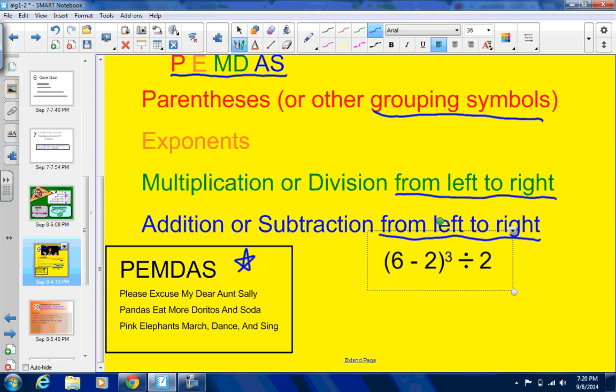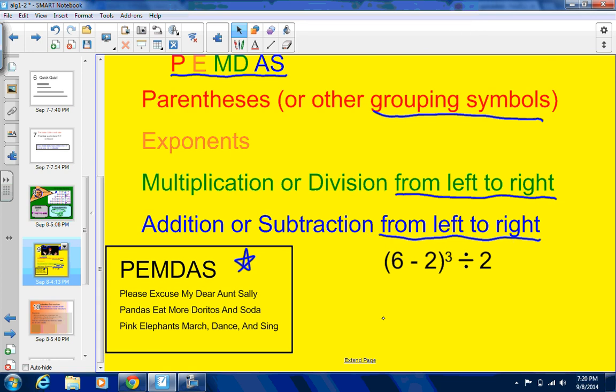But what we need to do now is just follow the order of operations. So we have 6 minus 2 in the quantity cubed divided by 2. So what we're going to do is follow the order of operations. Looking at the first, P means parentheses. Are there any parentheses? Oh, look, there are parentheses. So let's do everything inside of the parentheses first. That means 6 minus 2, which is 4.